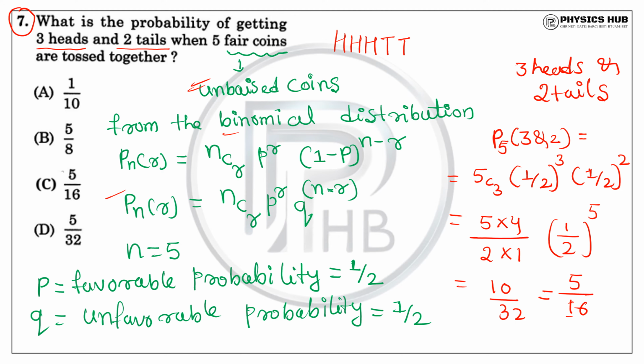So according to binomial distribution, Pn of r is equal to nCr P raised to r into Q raised to n minus r. So here n is equal to 5, the 5 fair coins, and P is the favorable probability, that is 1 by 2. Means when we toss a coin, either we will get a head or tail. So the favorable probability is 1 by 2. Q, that is unfavorable probability, is also 1 by 2 because Q is equal to 1 minus P. So 1 minus 1 by 2 is again 1 by 2. Put all these values in this binomial distribution and we will get the answer 5 by 16. That is option C is the correct answer.